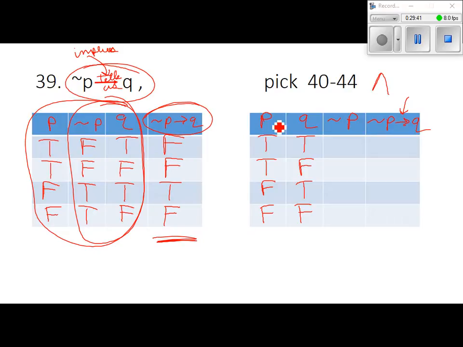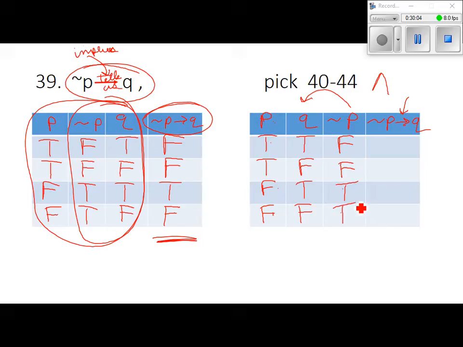Then we look back at P. If P is true, then what's that tell us about not P? False. It's got to be false for both those. And that's why I'd rather put that over there, because then you can look right next to them and not get as confused maybe. If P is false, then what do we know about not P? They got to both be true.